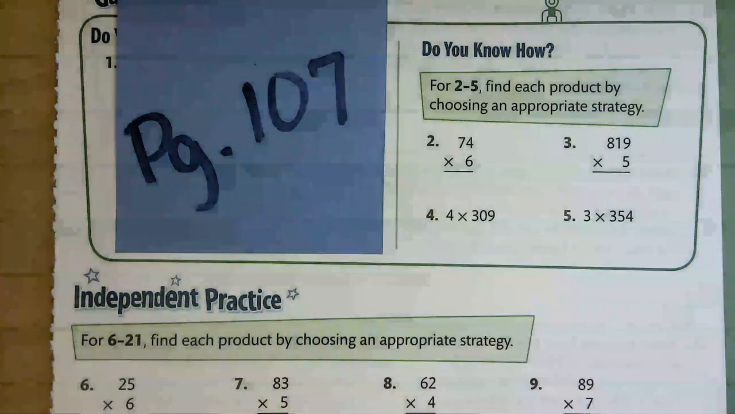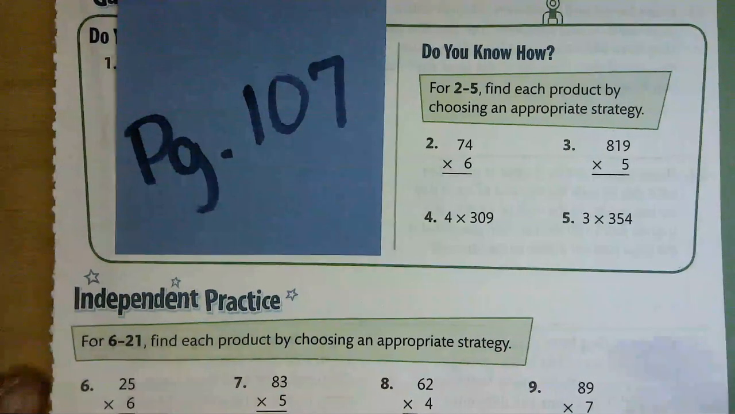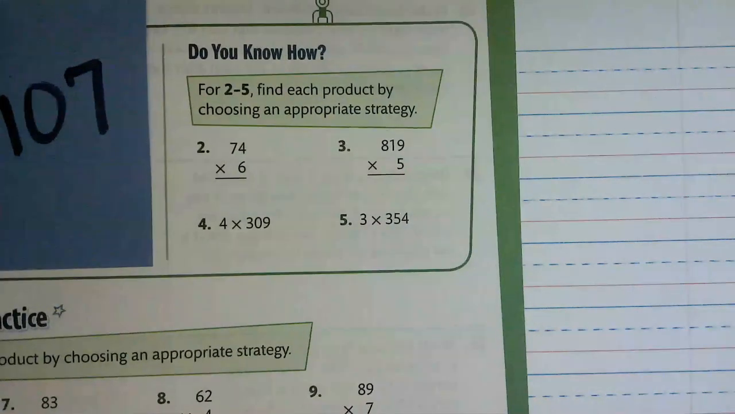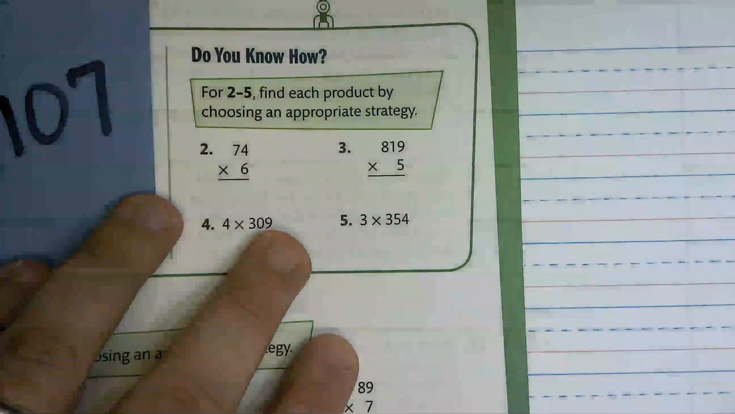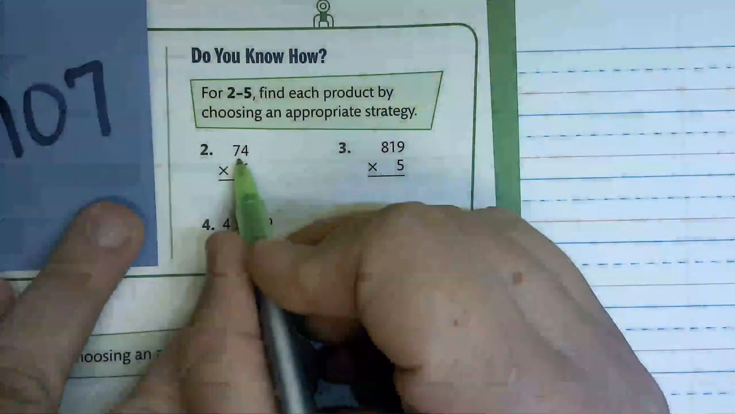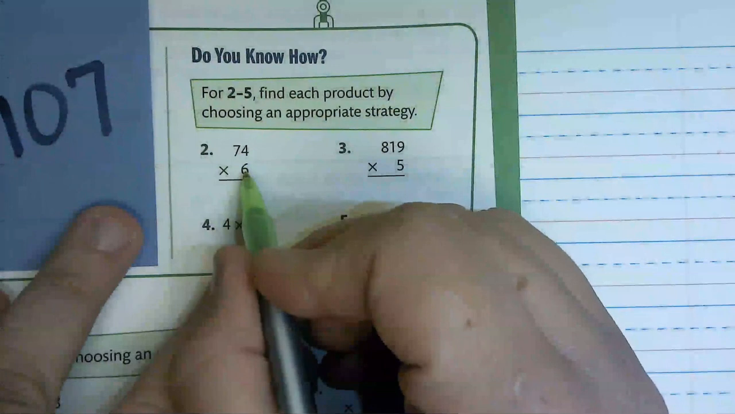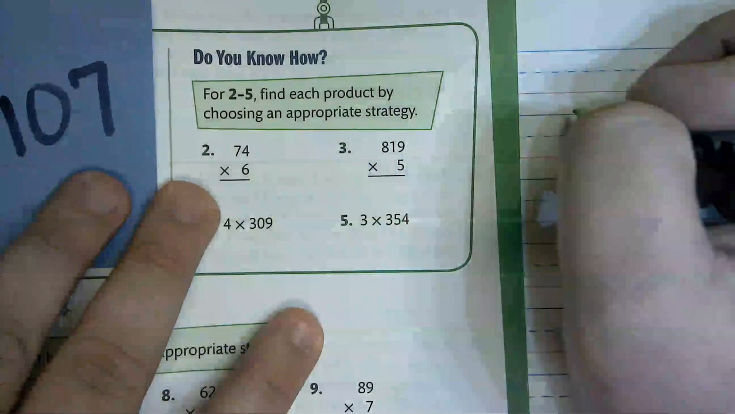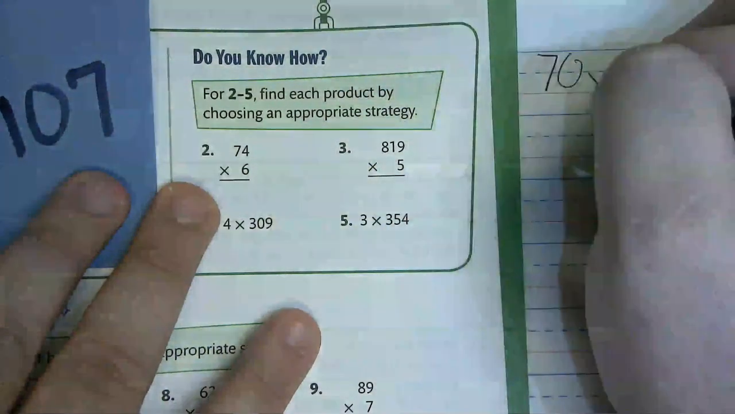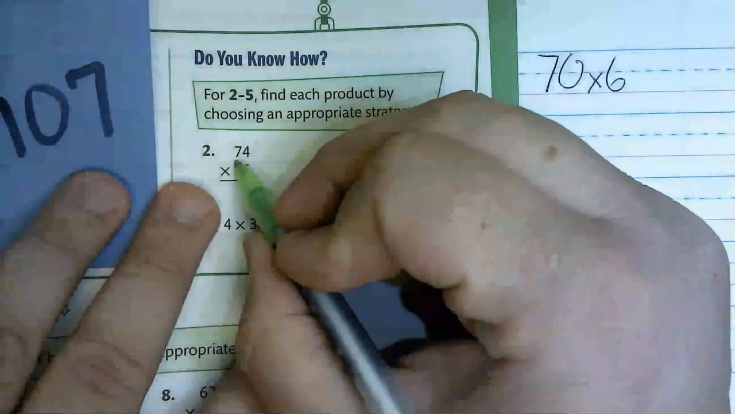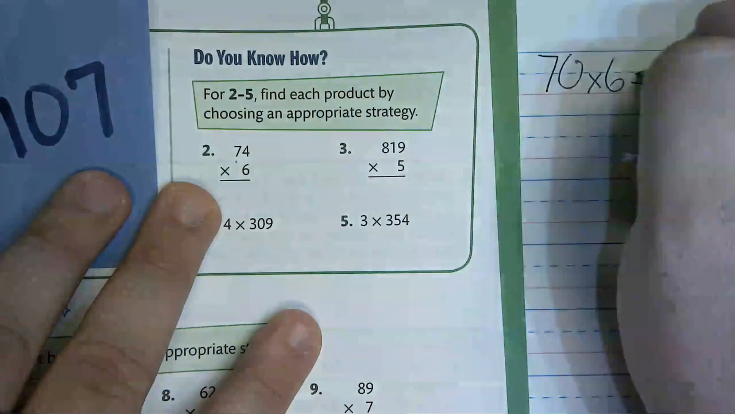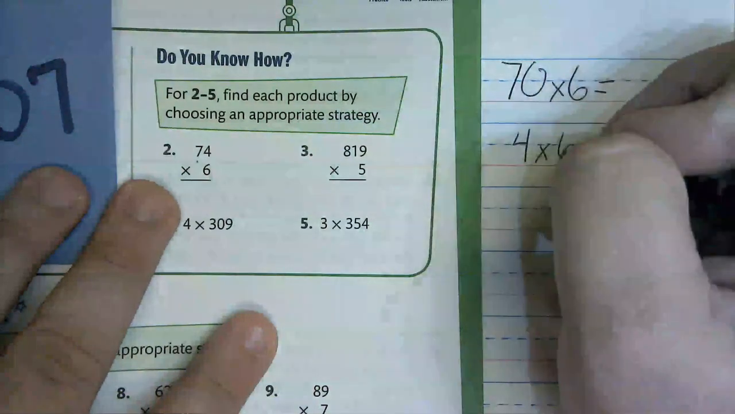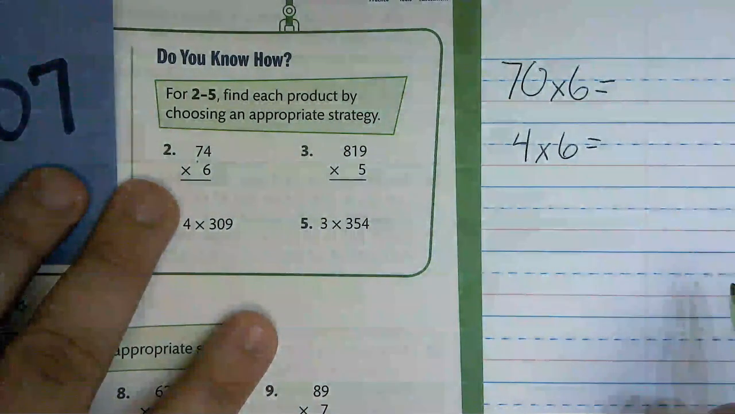So we're going to start with number 2 here. And for number 2, I'm going to start off with partial products. For partial products, what that means is I take each of the place values and break them apart to multiply them by our number down here. So that means I'm going to take 70 times 6 because there's a 7 in my tens place. So I'm going to do 70 times 6. And then I'm also going to do 4 times 6. Those are my two different ones that I'm going to solve.